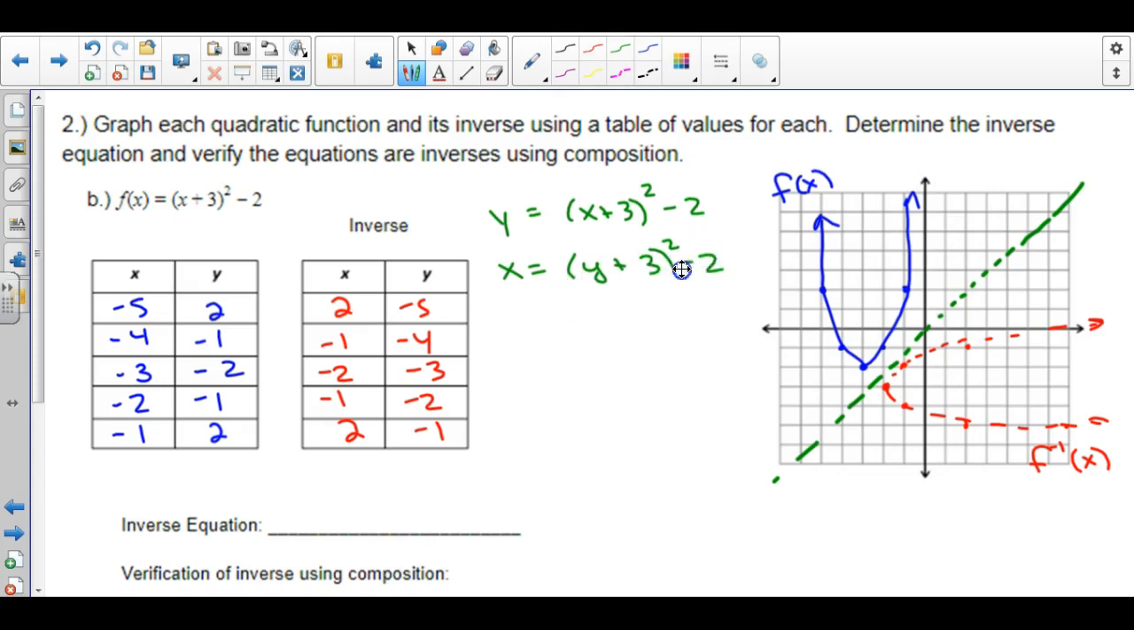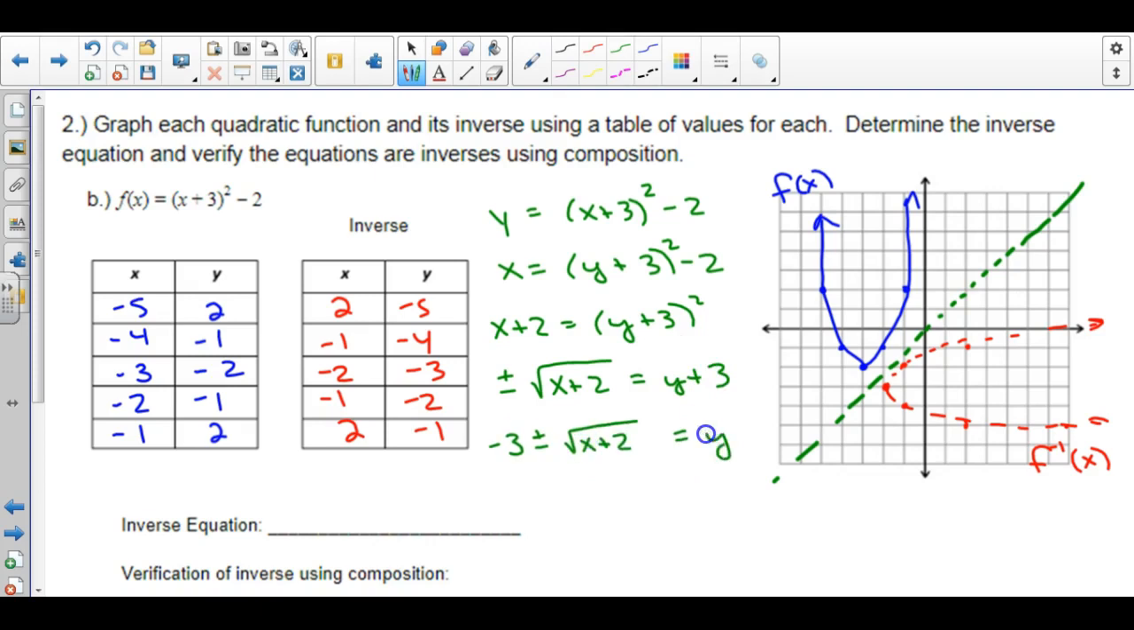So the first thing I'm going to do is bring this 2 to the left-hand side by adding it. That's going to give me x plus 2 equals y plus 3 squared. And then I can square root both sides. So before I subtract the 3, I need to square root both sides of this. So I'm going to throw a plus minus in front of this left side, x plus 2, and that is equal to y plus 3. So now the squared part is gone. And then at the very end, I can swing this 3 to the left by subtracting it. So I have -3 plus minus the square root of x plus 2, and that's y.